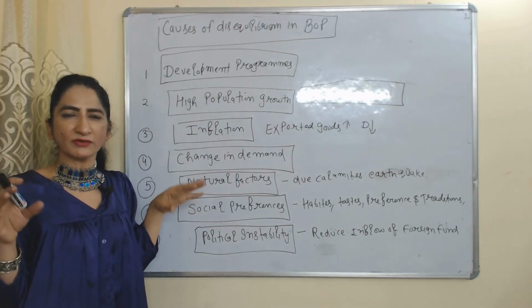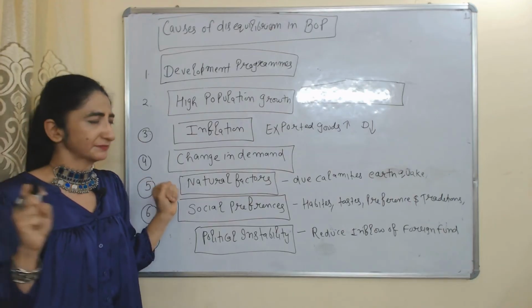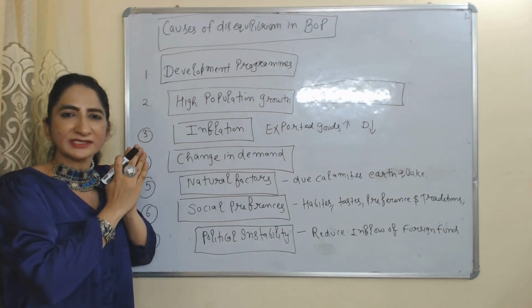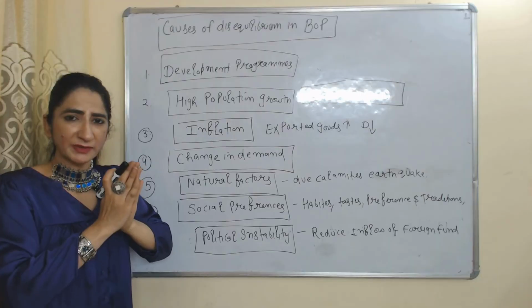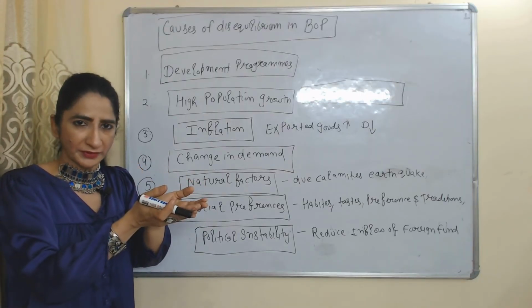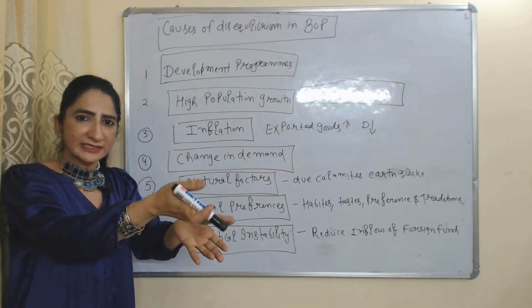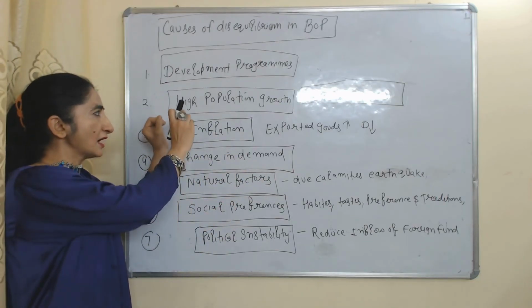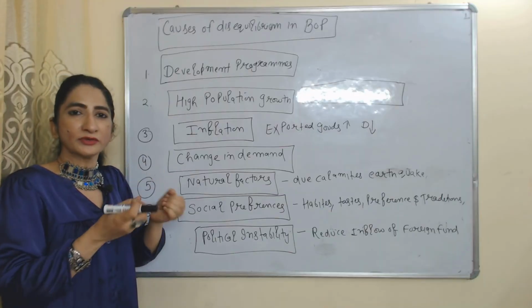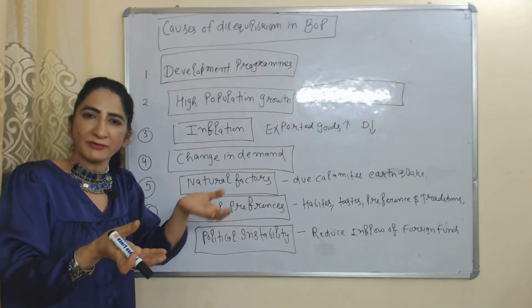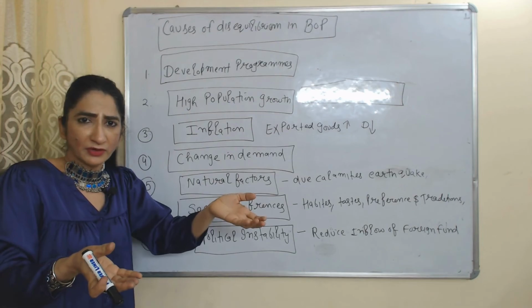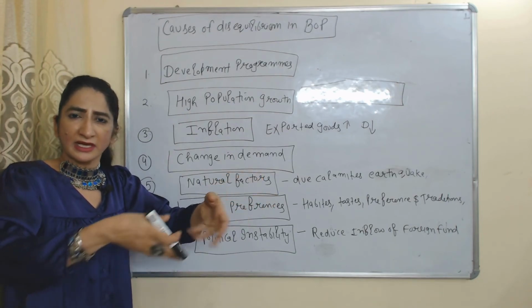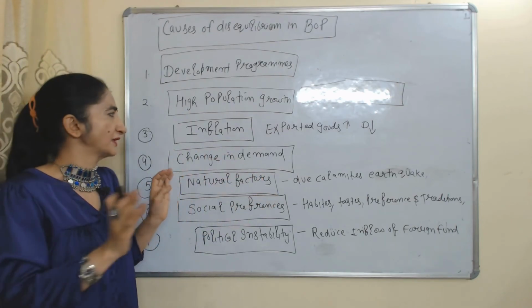Now you see the causes of disequilibrium in balance of payment. Development programs. Sometimes, in order to implement our development programs, we need to increase our imports. As a result, imports exceed exports and eventually the balance of payment goes into disequilibrium. High population growth. In order to meet the needs of a growing population, we have to increase our imports, and imports exceed exports, and our balance of payment goes into disequilibrium.